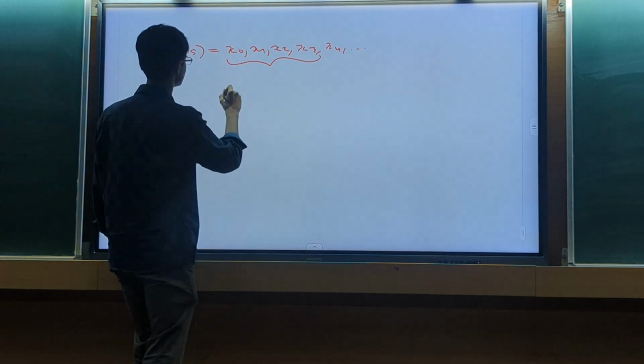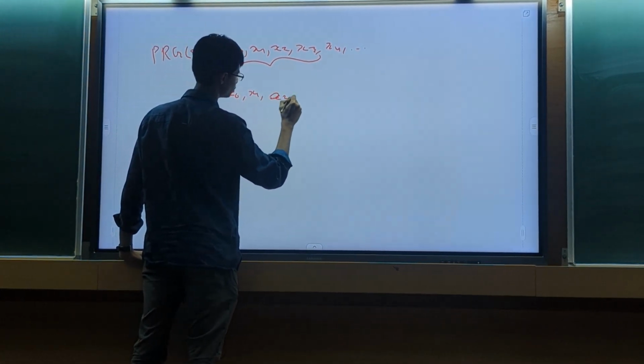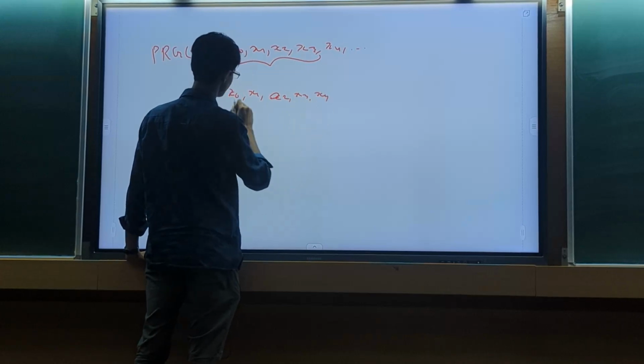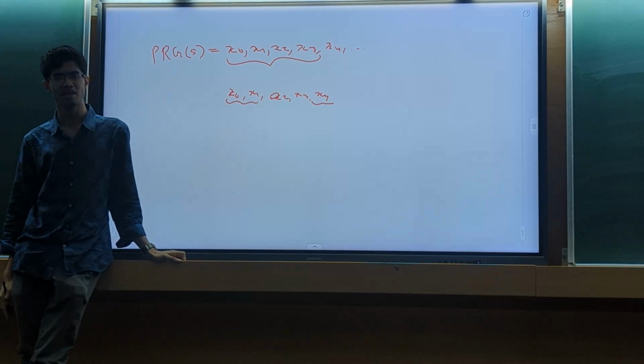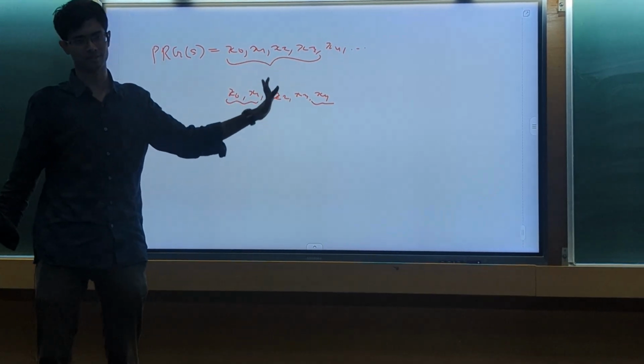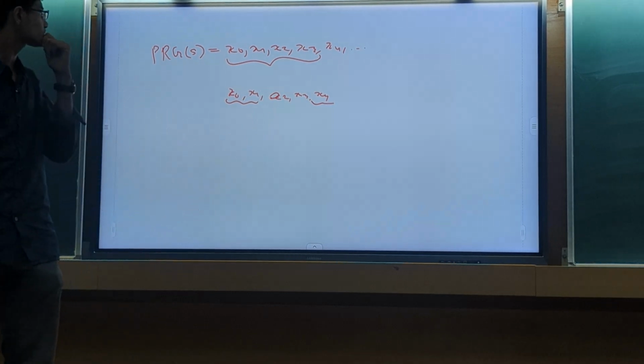Say you have x0, x1, x2, x3, x4. Even if I know x0, x1 and x4, I should not be able to figure out what x2 and x3 are. I mean, I can always guess, right? But I should not be able to do any better than guessing.